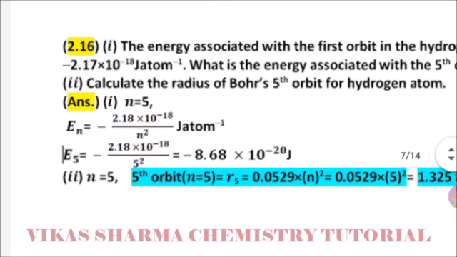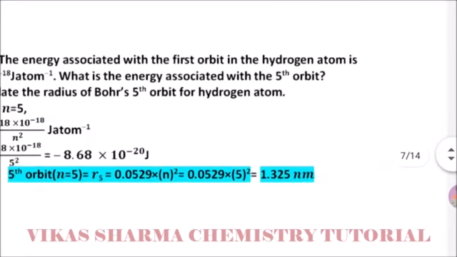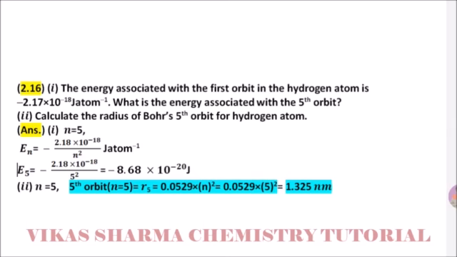So by this, in the second part they ask to calculate the radius. The radius in the fifth orbit, R5, is always 0.0529 multiplied by n square, which is 5 square. So the radius is equal to 1.325 nanometer. So student, I hope you easily understood.